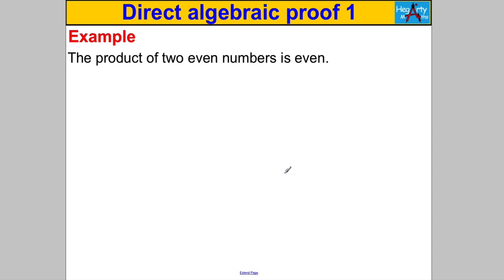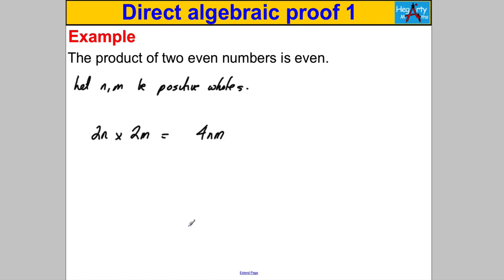Let's try another one. Pause the video and have a go. Now this time it says the product of 2 even numbers is even. Well, let's let n and m be positive wholes again. We know for sure that 2n is therefore an even number, and we know that 2m is an even number. And we're doing the product, so we're asked to multiply these and check if it's even. If we multiply these, we get 4nm.